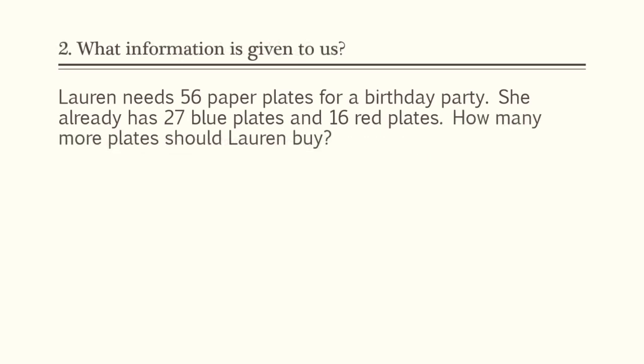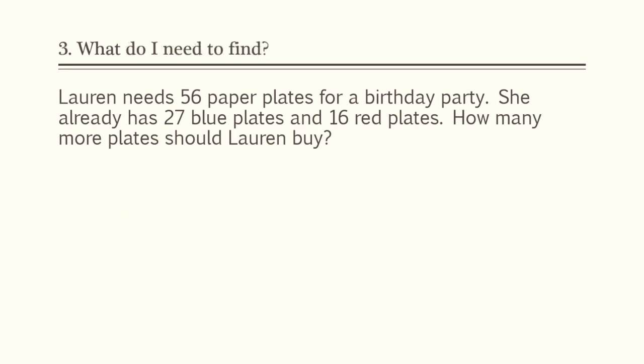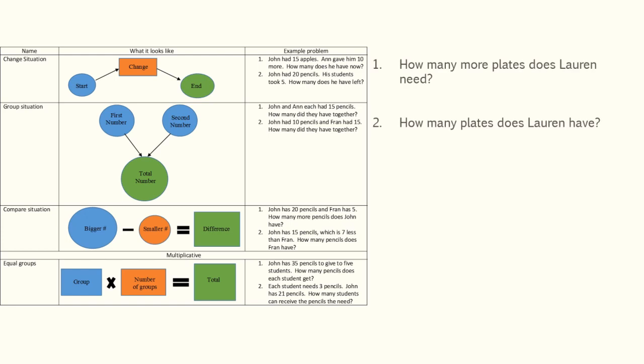What information is given to us? That she needs 56 and that she has 27 blue and 16 red. What do I need to find? How many more plates does she need and how many plates does she have? Here is a selection of schema that might be able to help us in solving this problem. Let's look at our two questions. How many more plates does she need and how many plates does she have?